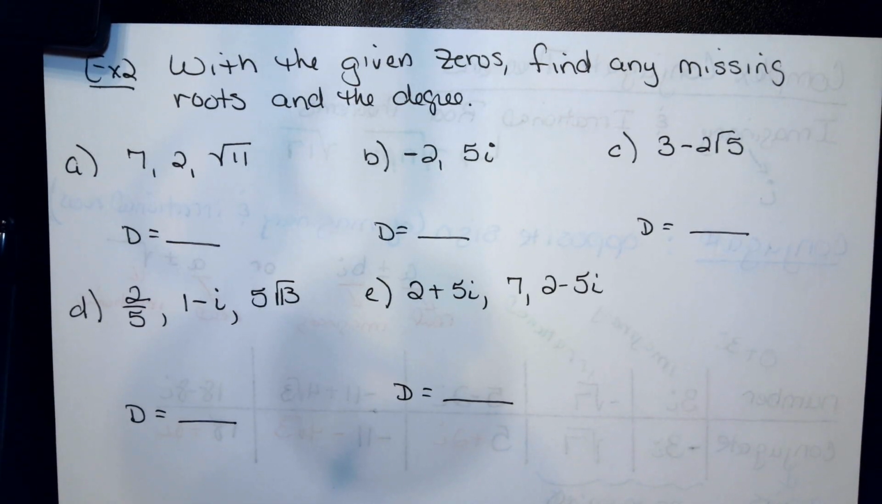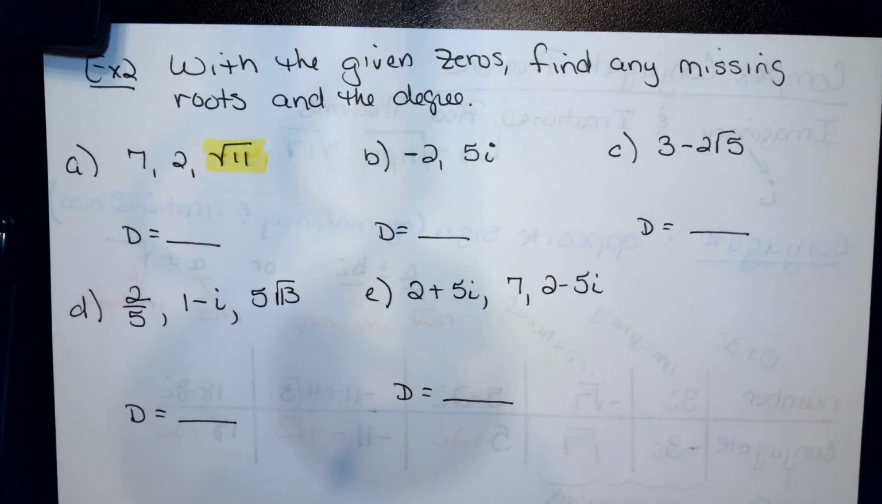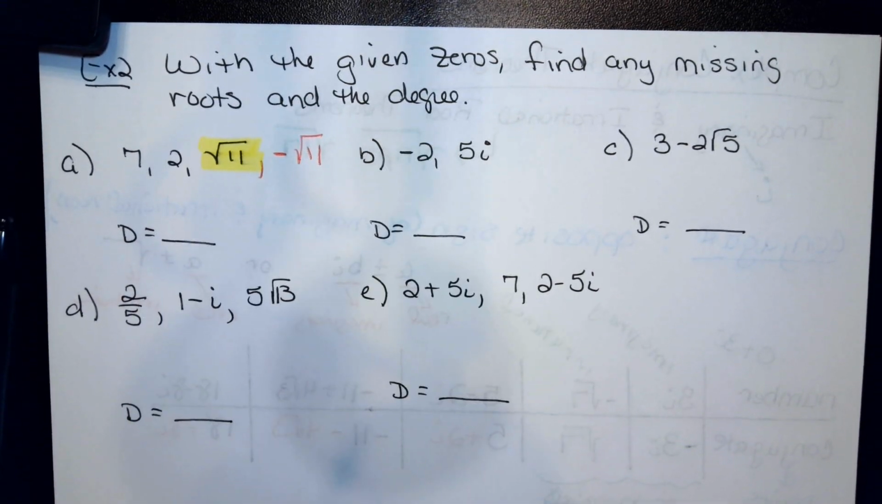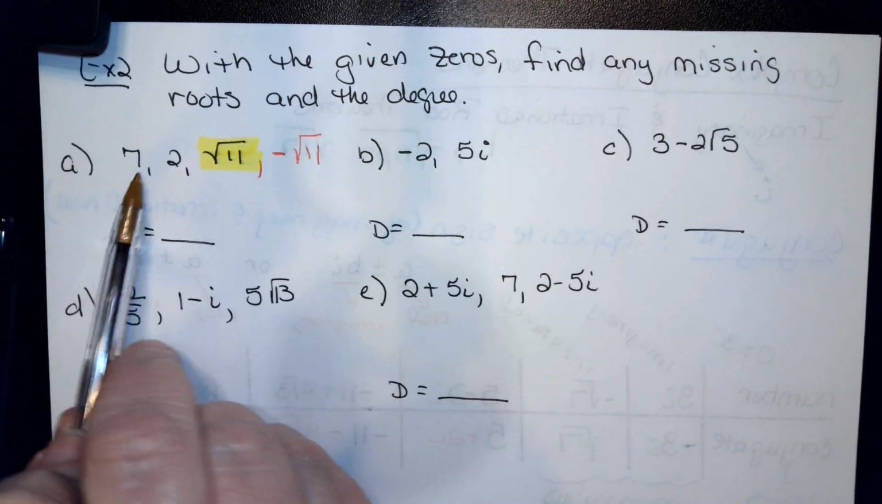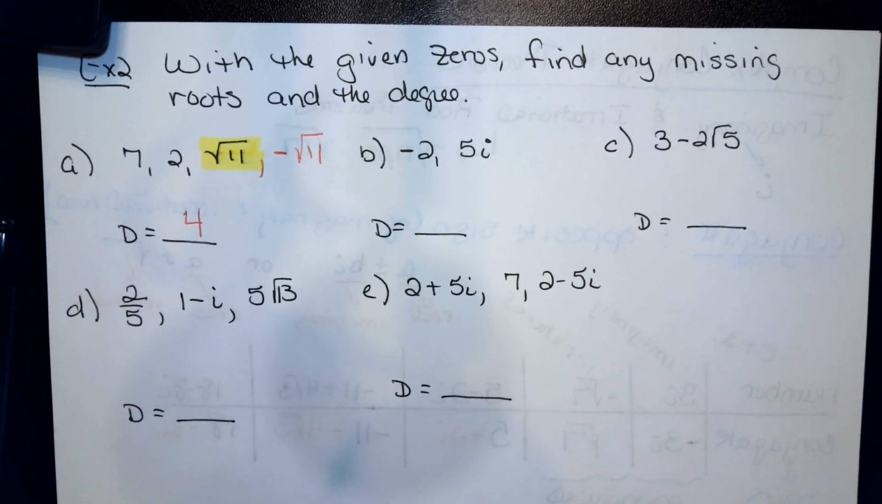Okay, so here they give us some of our zeros, our solutions. They want to know, are there any missing solutions? And if there are, they want us to write those missing solutions and then tell the degree. So look at A. For A, did we see any irrational or imaginary solutions? Well, right here we can see that we got the square root of 11. So if we've got the positive square root of 11, then we know that we should also have its conjugate of negative square root of 11. So that means that we're going to have 1, 2, 3, 4 solutions, so we have a degree of 4.